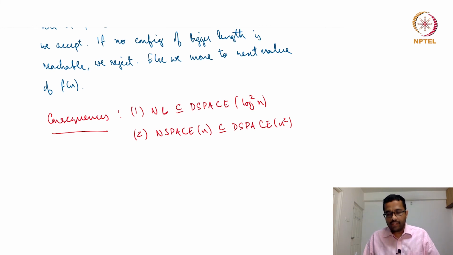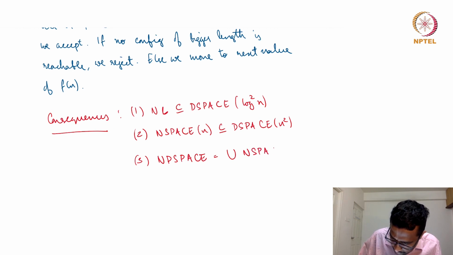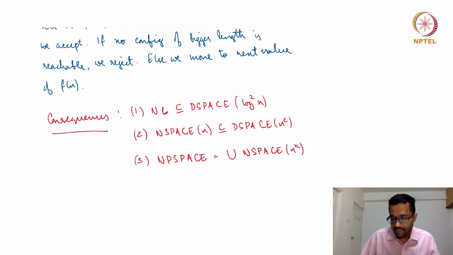Notice that whenever we have a polynomial expression on the left hand side, the right hand side expression will also be a polynomial, because the square of a polynomial is always a polynomial. N power k, if you square it, is n power 2k. So in fact, if you consider something like NPSPACE, which is the union of all non-deterministic space n power k, just like we defined NP, for k equal to 1 to infinity.